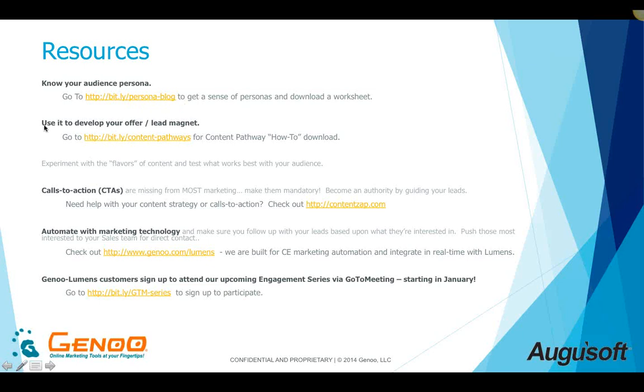Then you want to use your persona, the information that you get about them, to develop your offer, your lead magnet, your call to action. These are the content pathways that I alluded to very early on in the presentation. It's bit.ly/content-pathways, and you can download a guide that will walk you through how to think those through. Calls to action are missing from most marketing. Make them mandatory. Really challenge yourself to think, what do I want people to do? And if they don't do that, what else do I want them to do? Start really thinking about that.